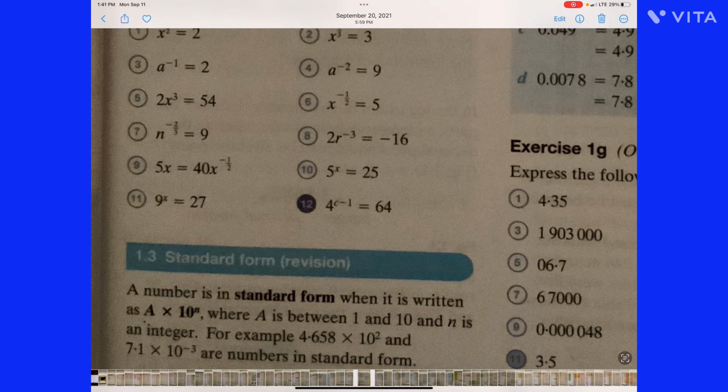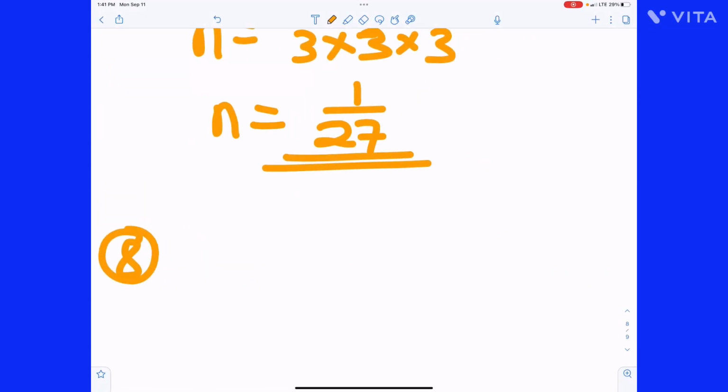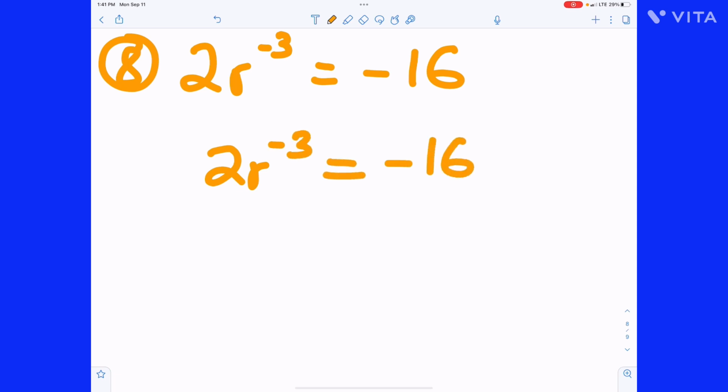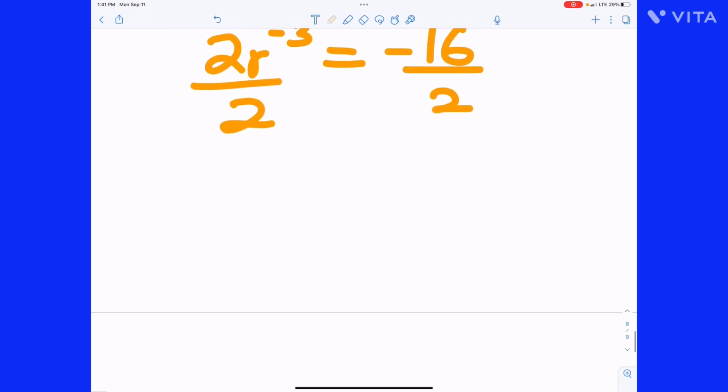In question 8, 2r raised to power minus 3 is minus 16. This kind of question is very simple. Divide both sides by 2. So 2r raised to power minus 3 is minus 16, 2r over 2, minus 16 over 2. What does that give us?